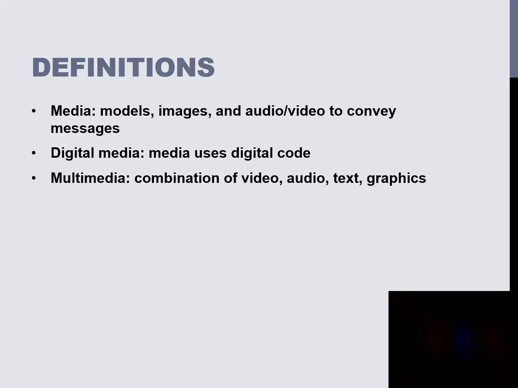Some definitions that we should first go over so that you understand what we're discussing: media, which includes models, images, and audio-video, which are used to convey different messages. Digital media are these different models, images, audio, and videos that use digital codes. Multimedia is using a combination of these different things.